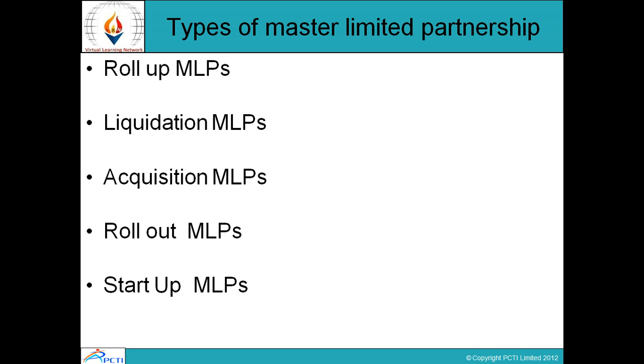purchase assets. Roll-out MLPs. These types of MLPs are formed by a corporation's contribution of operating assets in exchange for general and limited partnership interests. Startup MLPs are formed by a partnership that is initially privately held but later offers its interest to the public in order to finance internal growth.